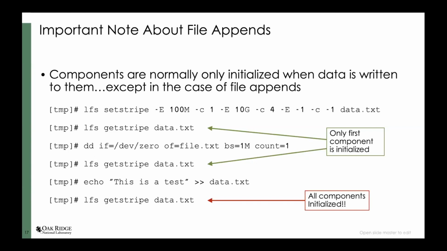There is one important note about file appends, and that's basically that, like I said, components are not normally initialized until data is written to them, but file appends are an exception. If you create a PFL file without any data in it, you could do lfs getstripe and it shows only the first component initialized. You can even write a megabyte of data into it. That only affects the first component, and getstripe will show that only the first component is initialized. But if you try to append a few bytes of data onto it and then do a getstripe, you'll see that all components are initialized.